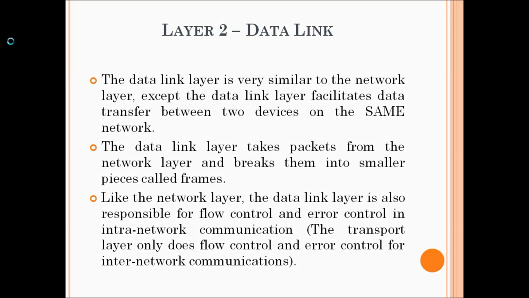And one more important thing, the data link layer is also responsible for flow control and error control in intra-network communication. That means node-to-node flow control is taken care of by the data link layer. End-to-end flow control is taken care of by the transport layer. That means from sender to receiver, flow control is taken care of by the transport layer. Intermediate nodes are taken care of by the data link layer.